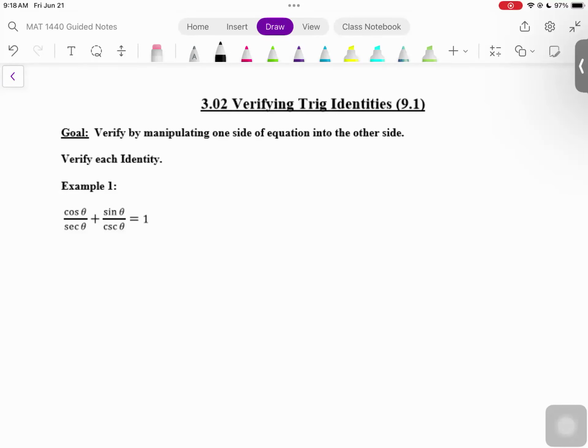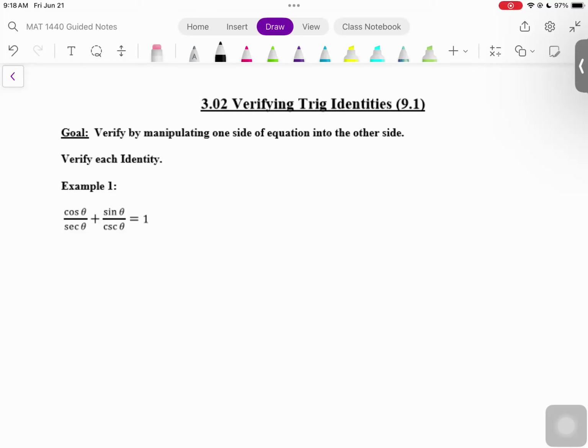In this video, we're going to look at verifying trig identities. When we talk about a trig identity, in our past video, we described an identity as a statement of equality that's always true. So if we look at this first example, and I'm just going to use it as a point of reference, we have cosine theta over secant theta plus sine theta over cosecant theta equals 1.